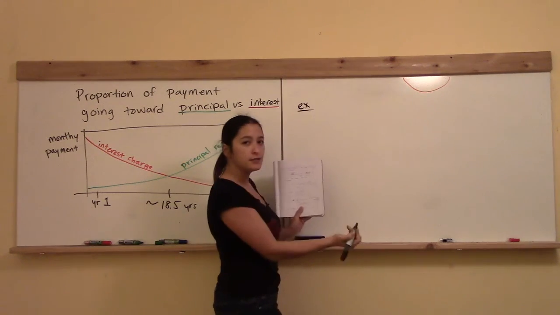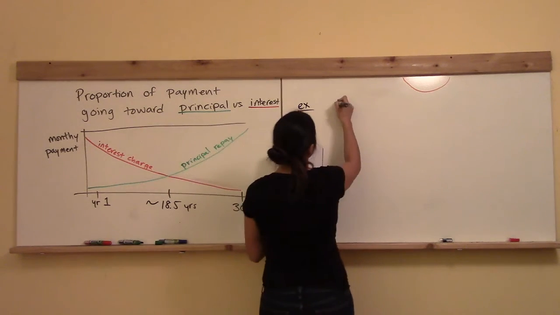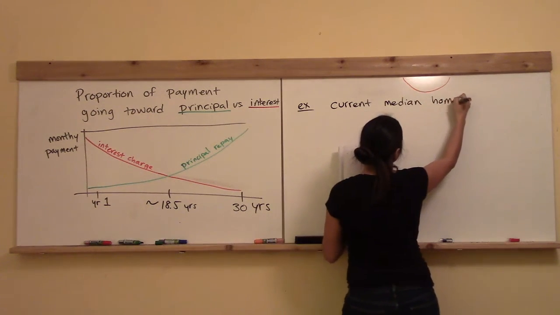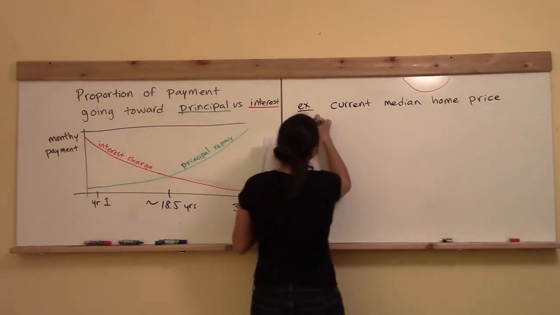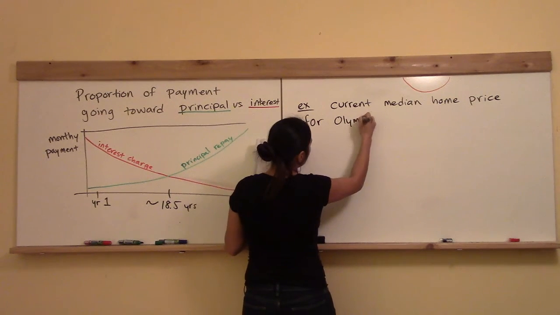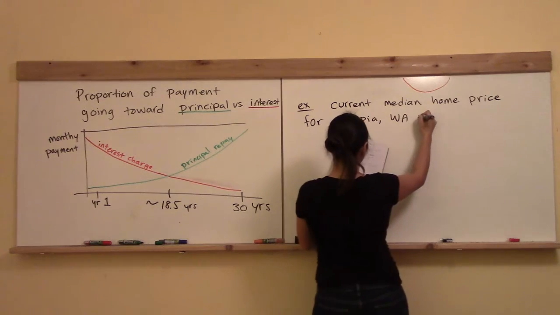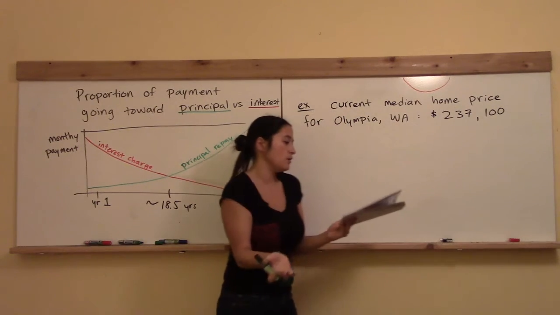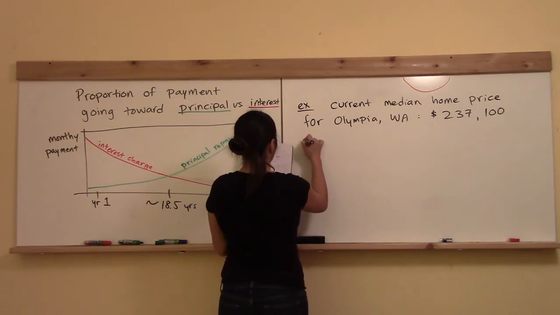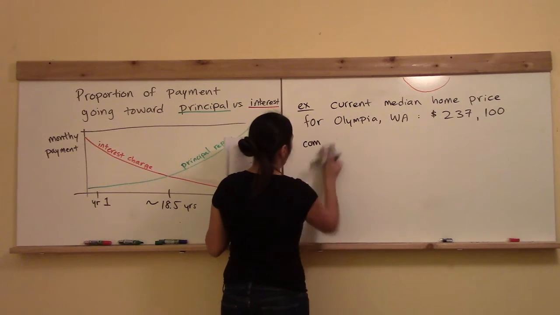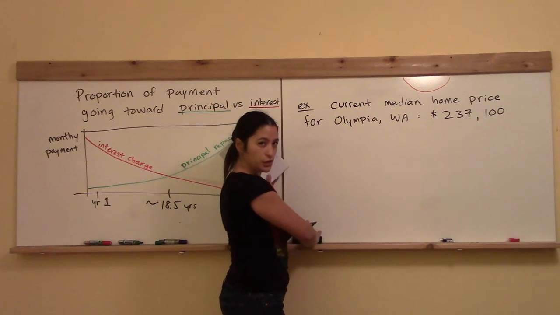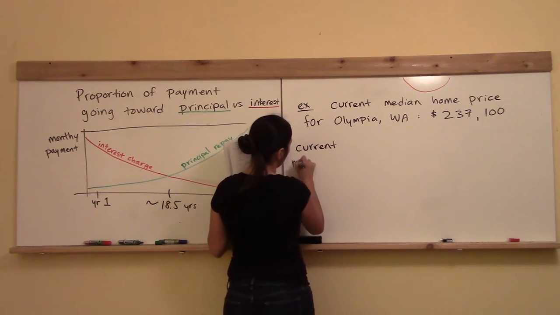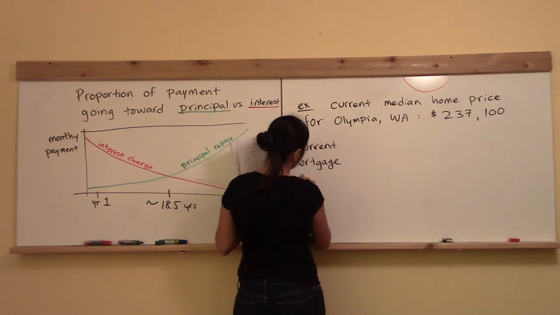So I did a little comparison for current prices right now, and I live in Olympia, Washington, and so I looked up the current median home price around where I live, which for Olympia, Washington, was $237,100. Okay, so let's say I want to purchase a home that's in that range, and what I did is I also looked up some current mortgage rates, some actual mortgage offerings from the internet. So here's some current mortgage offerings.